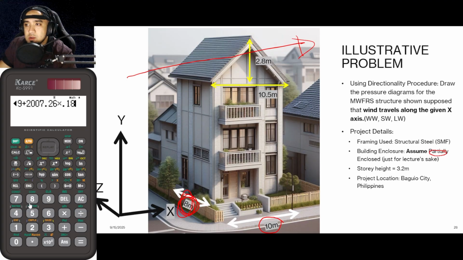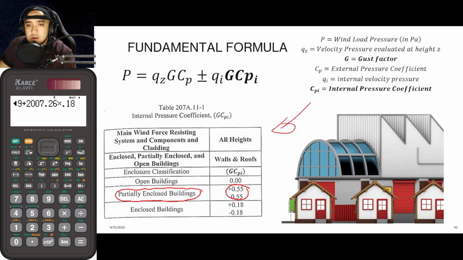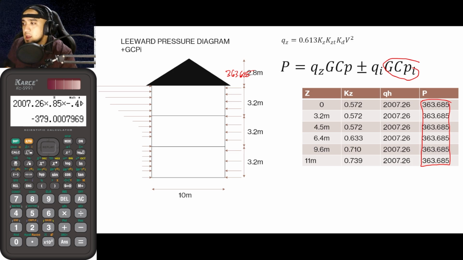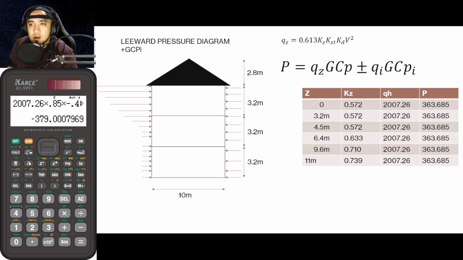If this is enclosed, which is 0.18 in this case, where is that? So as you can see here, 0.18. In this case, once again, this would still be negative. So meaning, guys, instead of us having this, if the answer were negative, it would still be directed towards the right. But then again, as per our computation here, it is positive, meaning that it is pushing the building from the outside, or it is considered as a direct pressure. Okay, so that is for leeward walls.